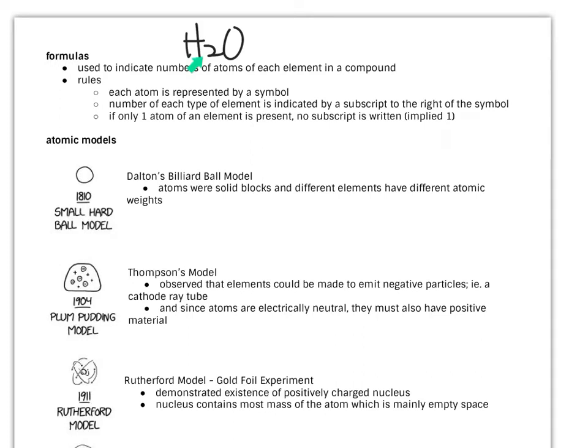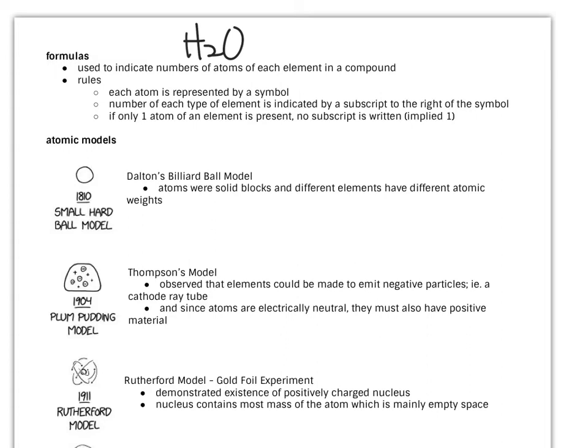So this means that we have 2 hydrogens and how many oxygens, since there's no number written? Since there's no number written, it's just an implied 1. But we don't ever write that. And the last rule, I already talked about it. If only one atom of an element is present, no subscript is written, and it's implied that there's a 1 there. And like I said, we will talk a lot more about formulas. We will add a lot more information to formulas. There's a lot more that we haven't gotten into yet.